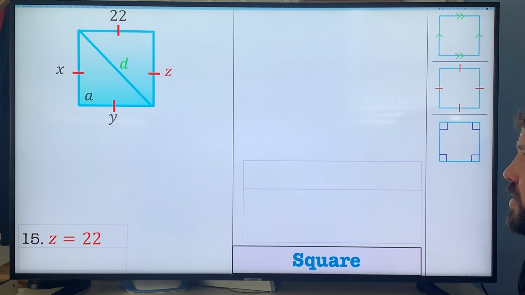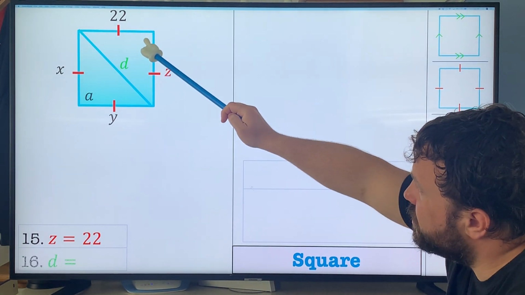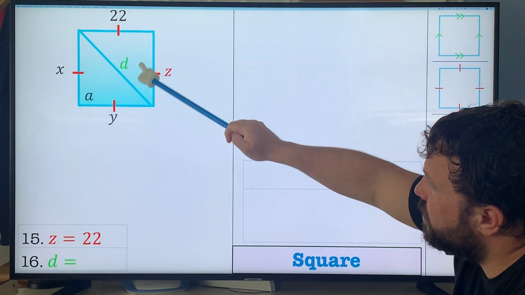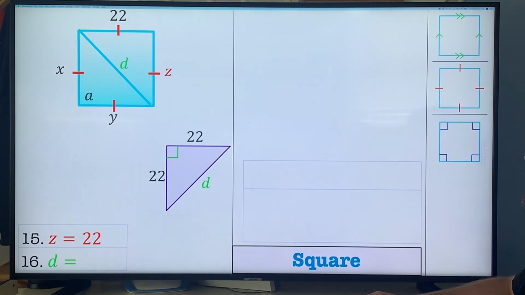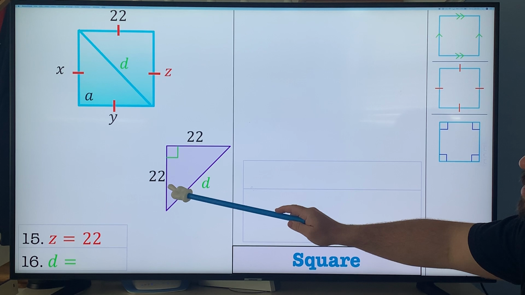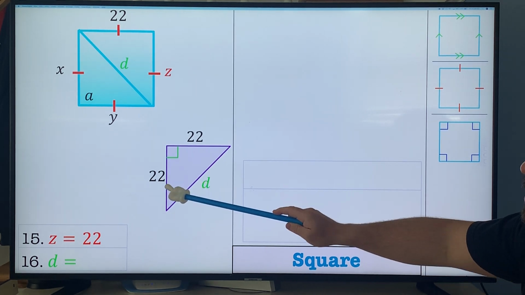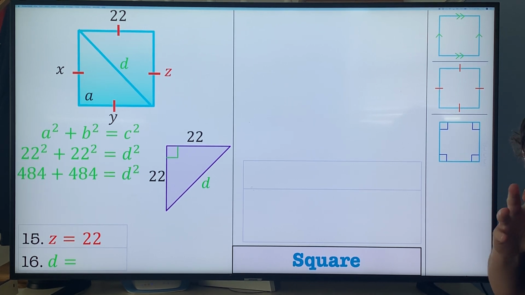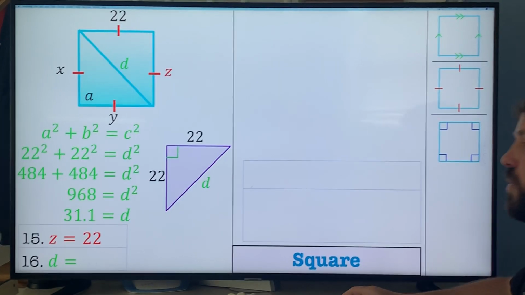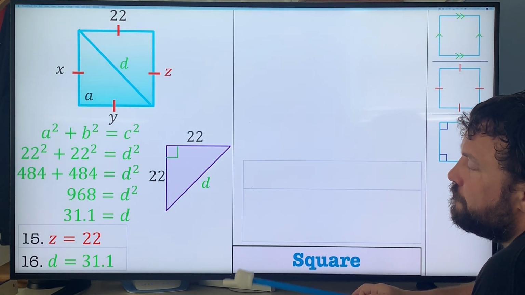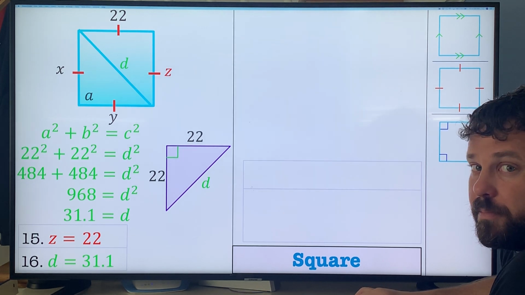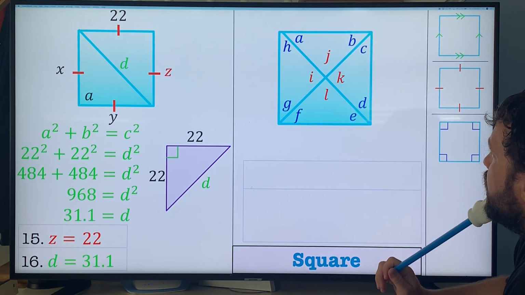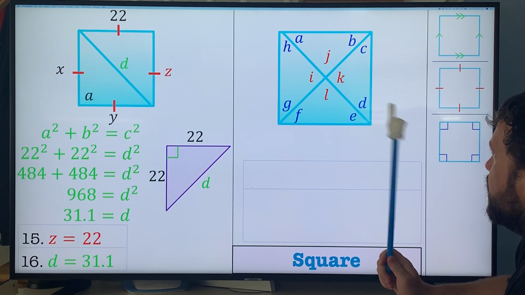D is a diagonal. And we know that this right here is a right angle. Since that's a right angle, we can make this a right triangle. So you got 22, you got 22, and you got D. A squared plus B squared equals C squared. So 22 squared plus 22 squared equals D squared. 968 equals D squared. The square root of that is 31.1. Okay? Got it? Easy.